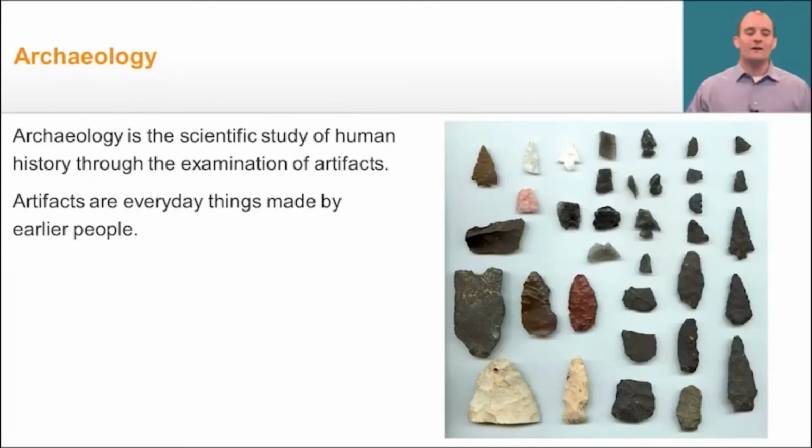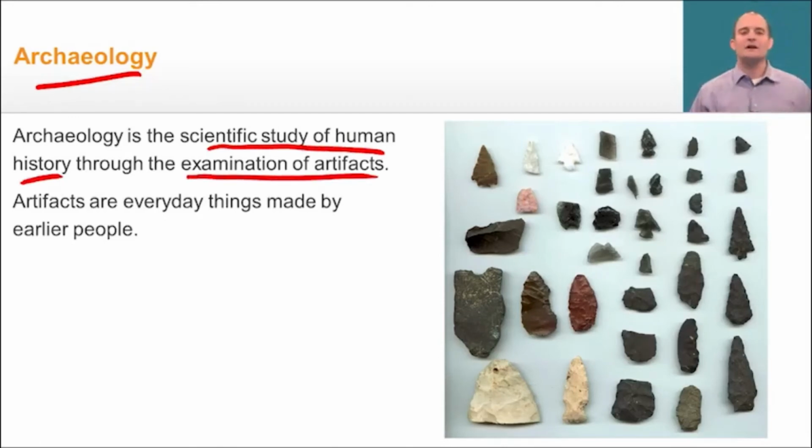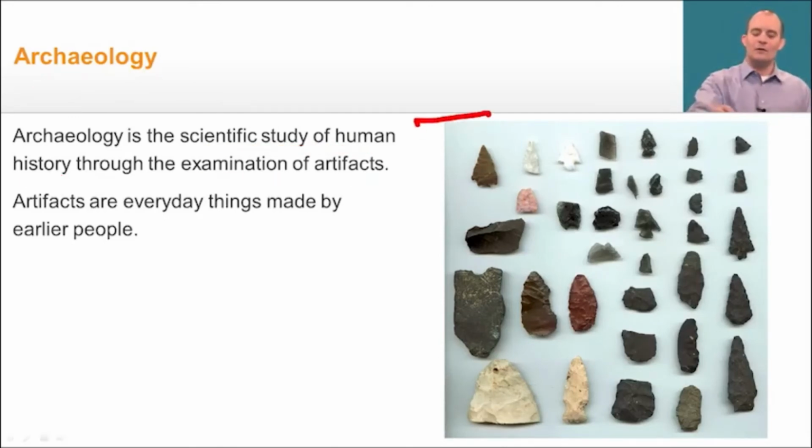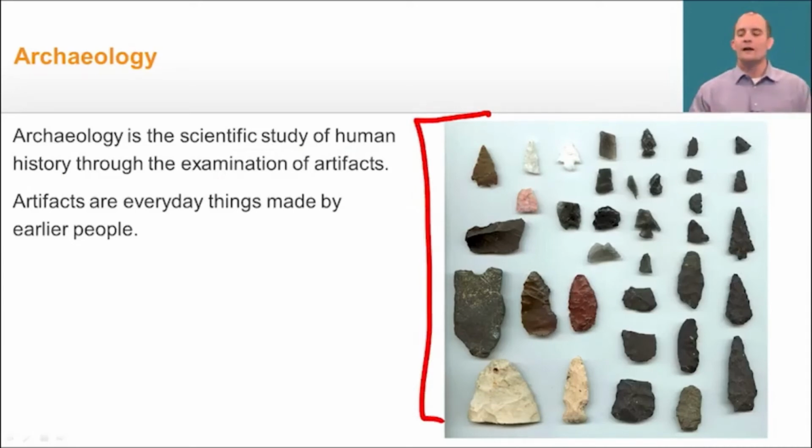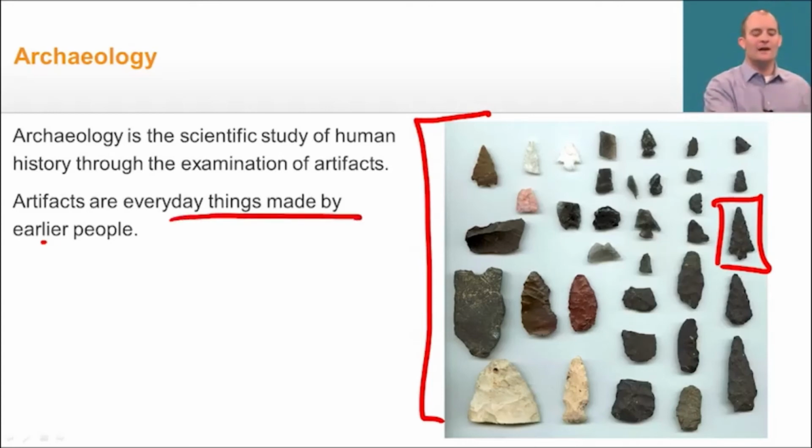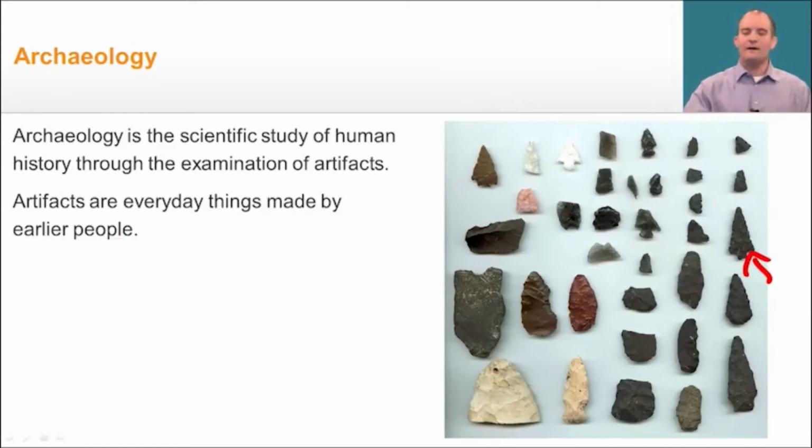Now, a subset of anthropology is archaeology. Archaeology is the scientific study of human history through the examination of artifacts. You can see a number of artifacts on the screen to the right. These are different arrowheads. These would be attached sometimes to the head of a spear and form a weapon or something to hunt with. Artifacts could be everyday things made by earlier people. We just looked at an example right here of an arrowhead, but it could also be human remains as well. Let's say a bone or some hair. These are all examples of artifacts.